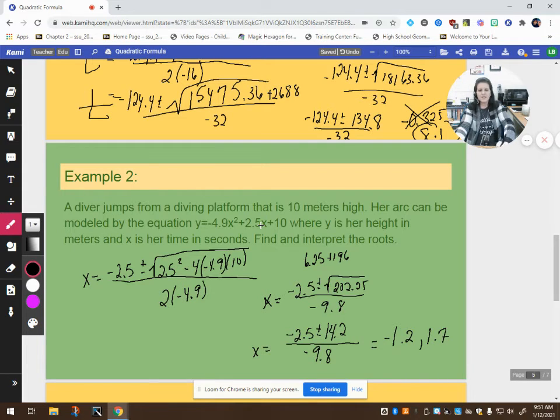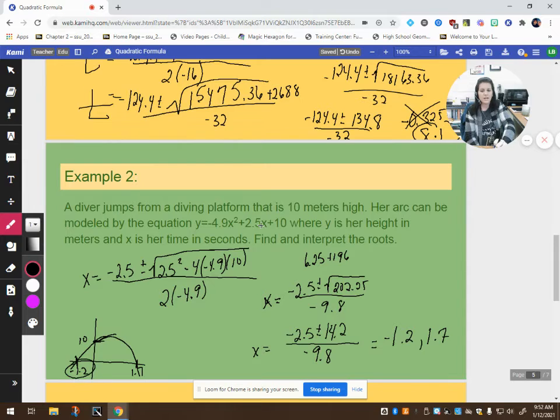Now remember, this is her jumping off of the diving board. So the diving board is 10 meters up in the air. And this is what our graph looks like. This value right here is 1.7 and this value right here is negative 1.2. So this tells me that once she launches into the air, or dives, she comes back down, and this is time in seconds. So 1.7 seconds later, she hits the water.